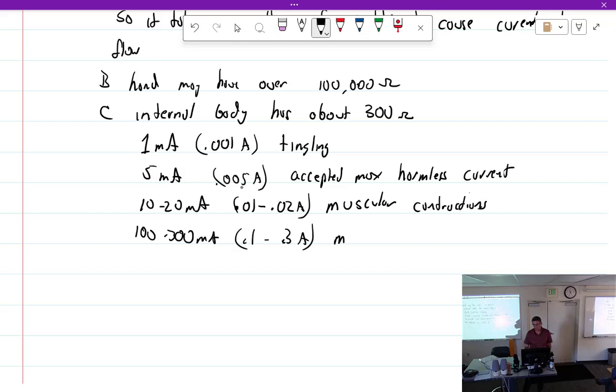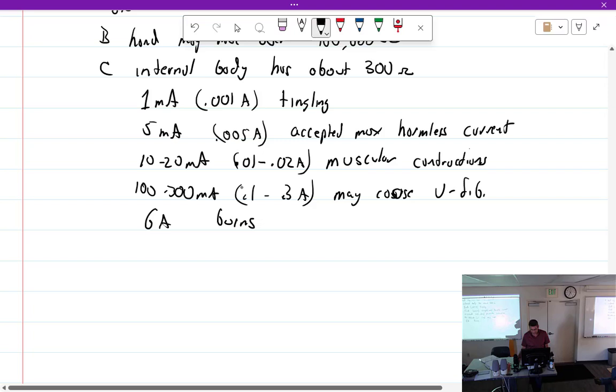It may cause VFib. What's VFib? Stop your heart. Ventricular fibrillation. Your heart starts to flutter. And then I have 6 amps, but I hate my notes. Sustained VFib followed by an abnormal heart rhythm, temporary respiratory paralysis, and possibly burns. But you have to have the volts to go with it. If you don't have the volts, it's not going to matter. But once you combine the two, then you're in trouble.